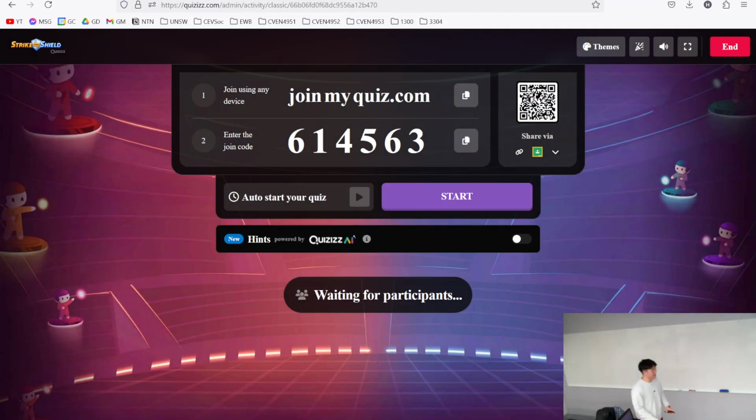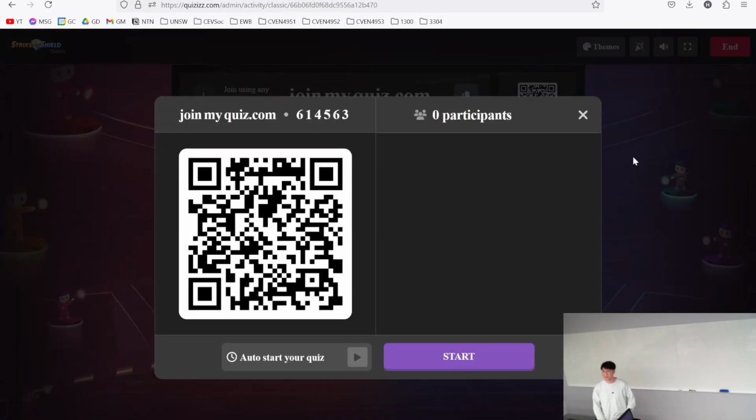I'm going to turn on the aircon. I'm like low-key on fire. Oh, sorry. Okay. That's the QR code.